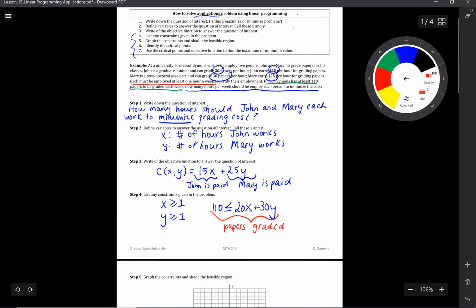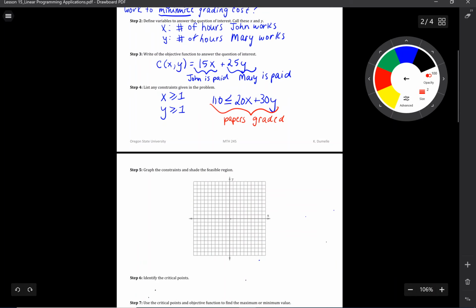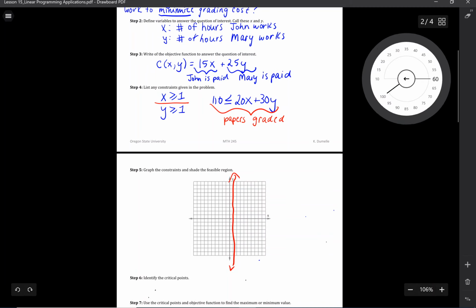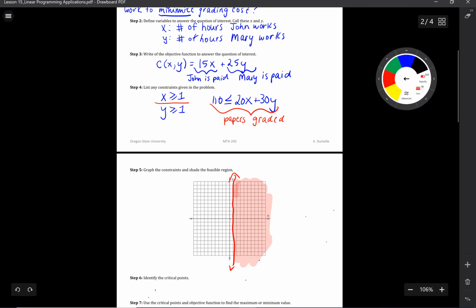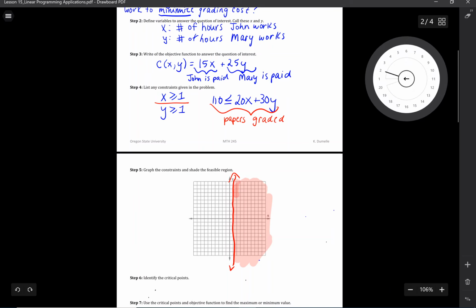All right, now we are on to our next step, graphing the constraints and shading the feasible region. So I first will graph this guy, x is greater than or equal to 1. So here is the line, x equals 1. And I want to be greater than or equal to that, so I will graph to the right. Okay. And my other one, we have y is greater than or equal to 1. Let me do this one in green, actually.